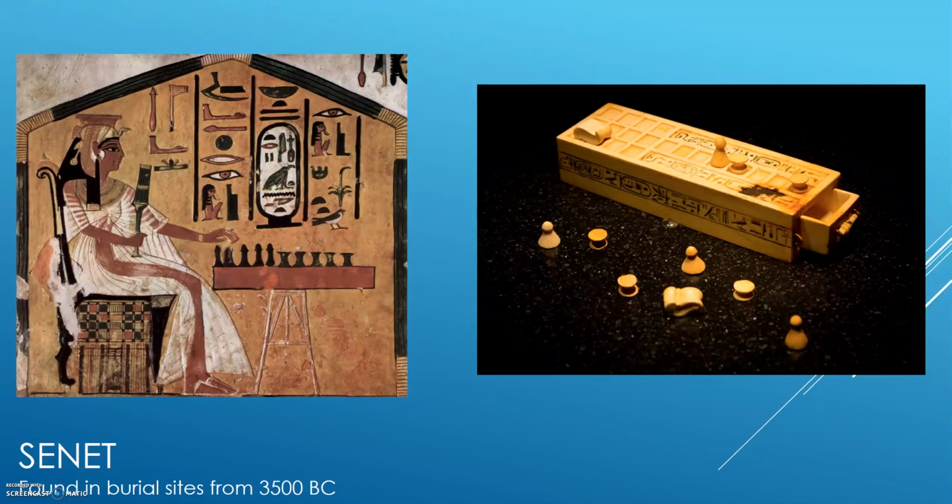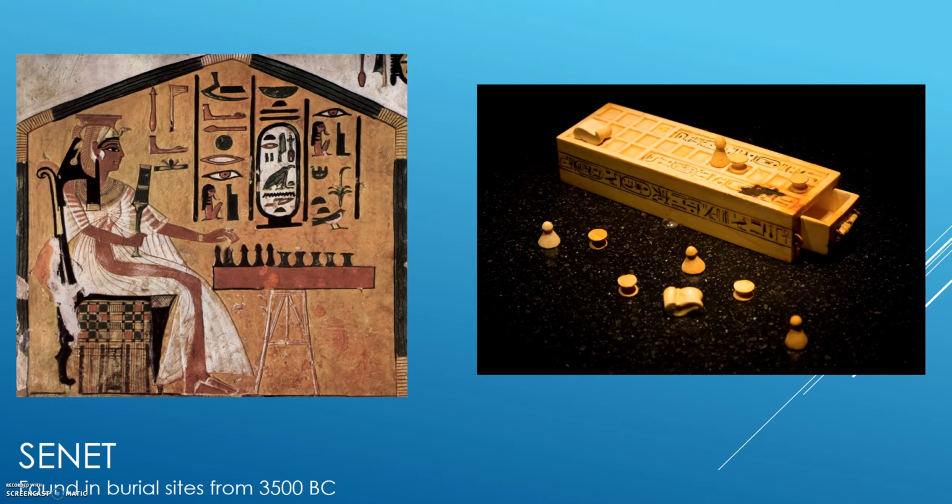The Senet game board is a grid of 30 squares arranged in 3 rows of 10. The board has 2 sets of pawns. The rules have been put together over years through finding scripts and texts unearthed from ancient Egypt. So the mechanics are as follows.